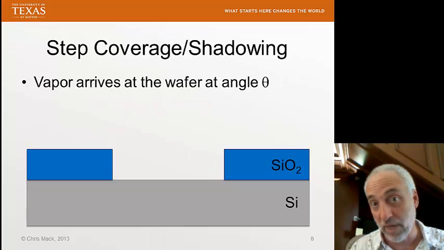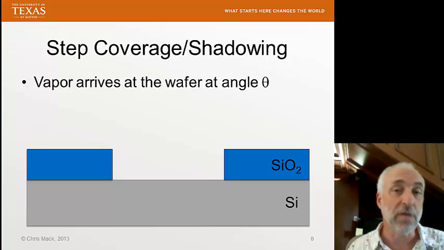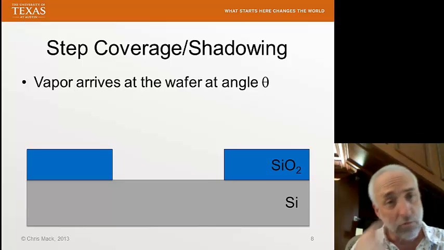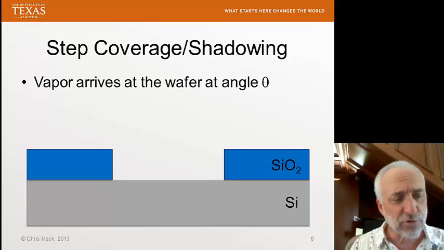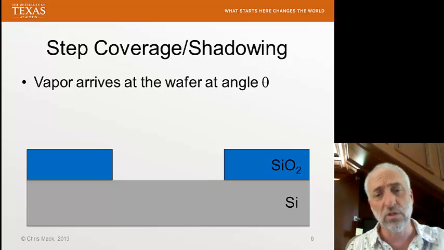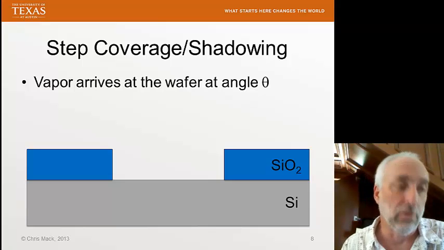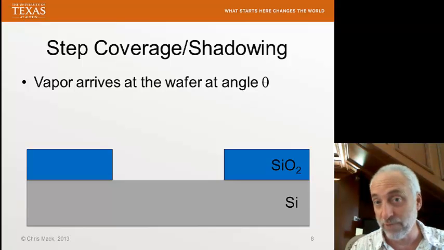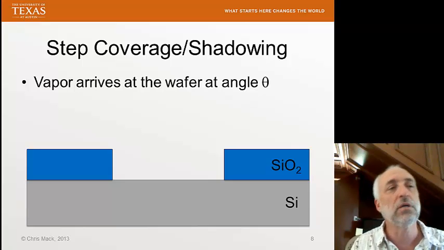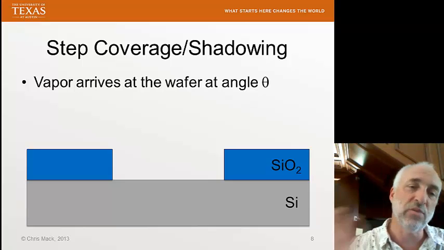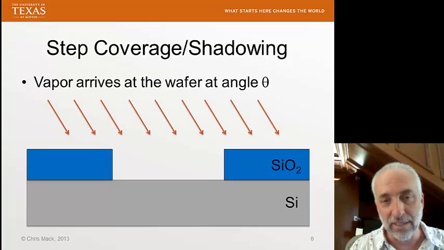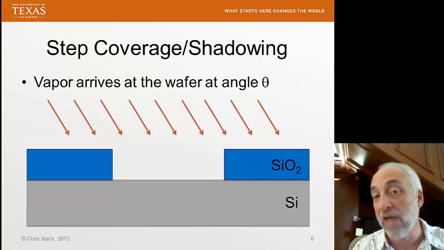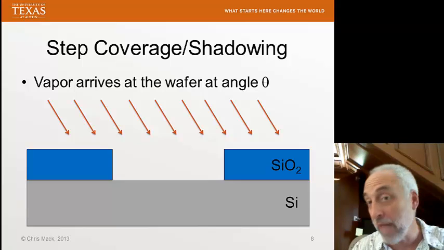Okay, one last important topic to talk about, and that's step coverage and shadowing. These are related, not the same thing, but they're related. Remember that the vapor is traveling in a line of sight way from the source to the wafer. And it's going to hit the wafer at some angle. This angle will be different for different wafers in the planetarium. And if I have a single wafer chamber, it's going to be different at the edge of the wafer versus the center. So let's look at these vapor atoms or molecules arriving at the wafer at some angle theta.